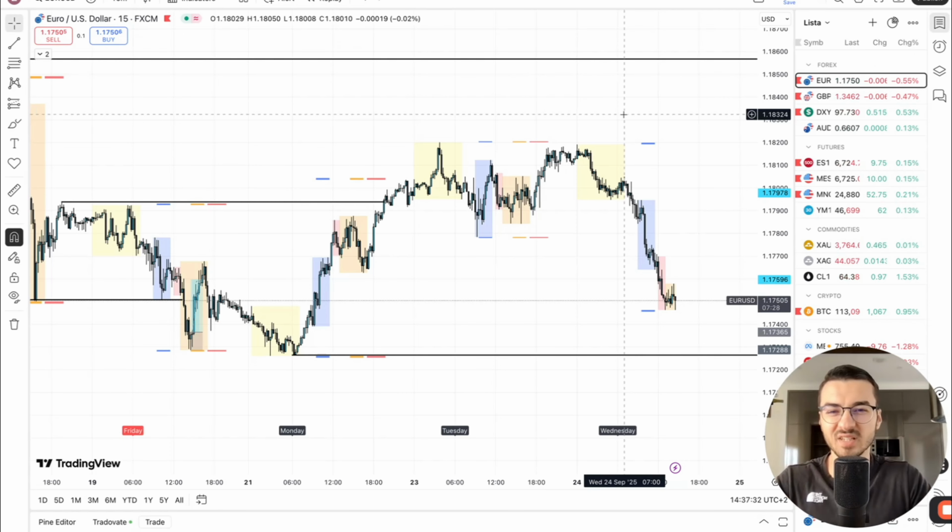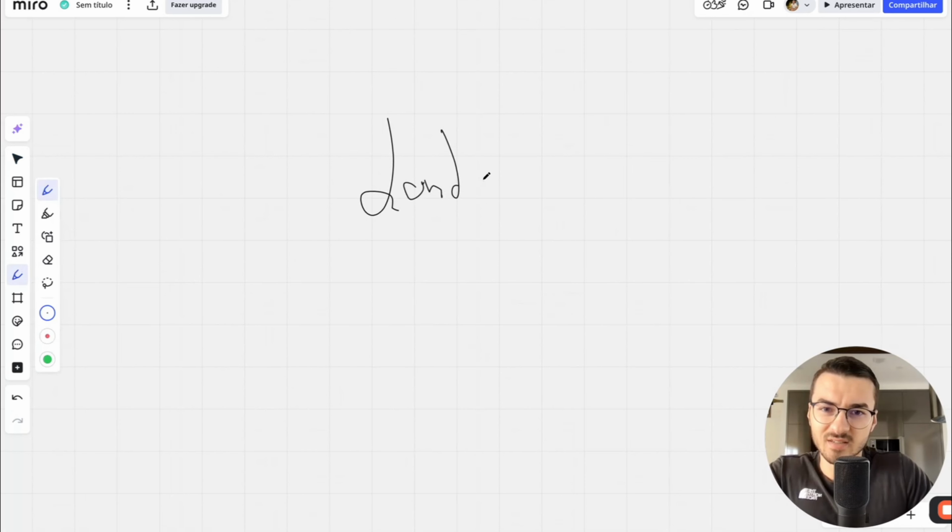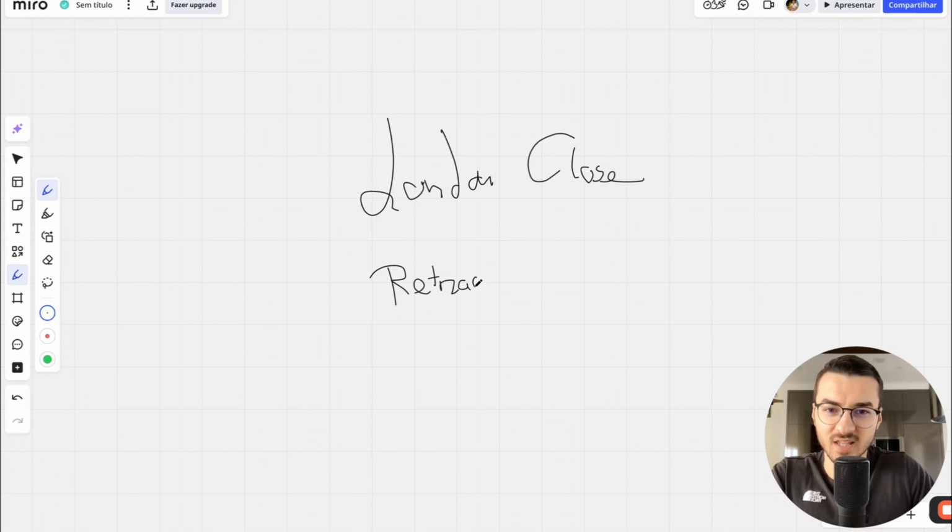Price in this time can be super slow. But the important thing here isn't about being slow or fast. It's about knowing the direction of price. And so what you gotta understand about the London close session is that normally it will be a retracement of the day.